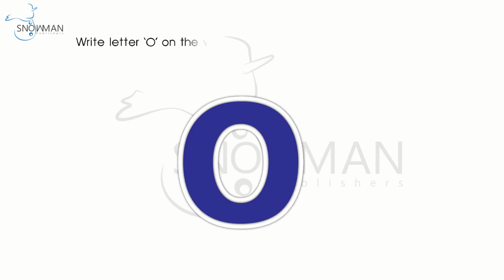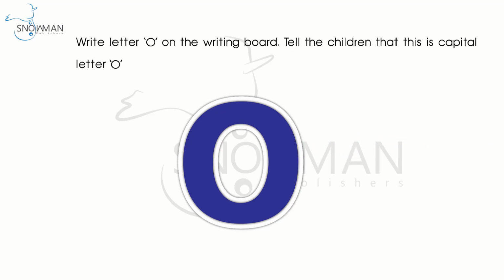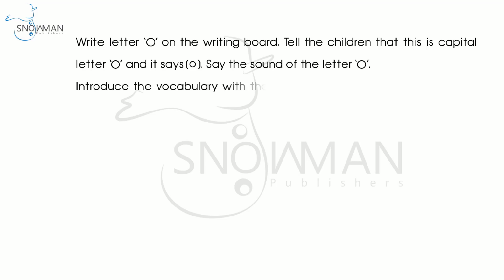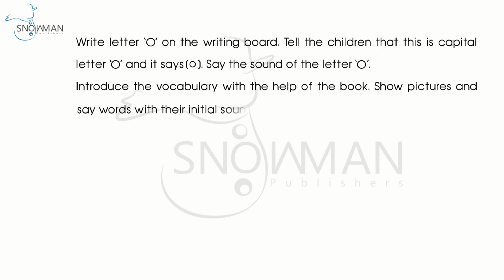Write the letter O on the writing board. Tell the children that this is capital letter O and it says O. Say the sound of the letter O. Introduce the vocabulary with the help of the book. Show pictures and say words with their initial sound.